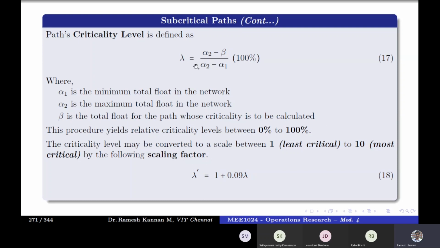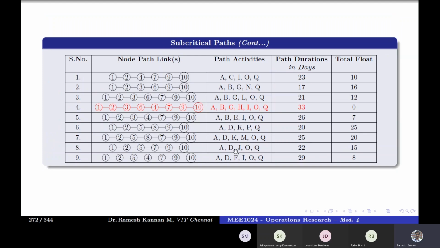So based on which we can rank even. So this is in terms of percentage. For example, if you want to convert it into a 10-point scale, this is the formula: 1 plus 0.09 into lambda dash. So I'll tell you what exactly that means. For example, we will first list down all the paths, including the critical paths, and we'll find the path duration. This is the total number of days of duration of that particular path.